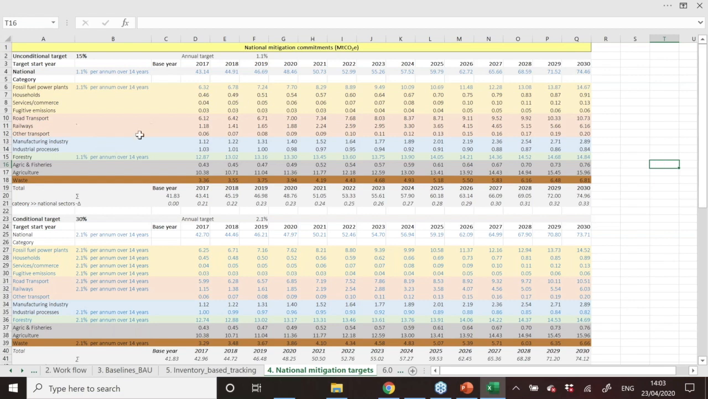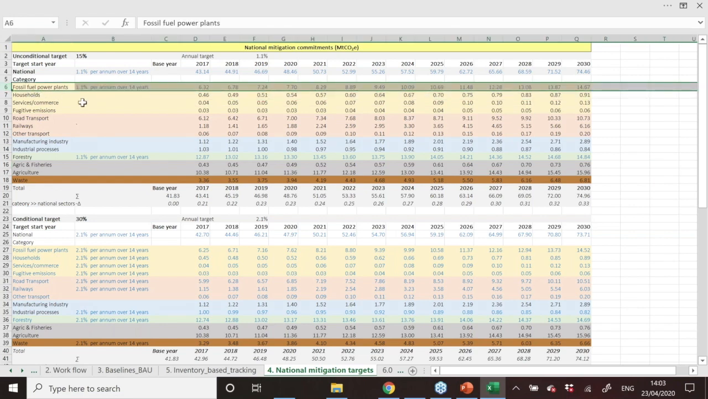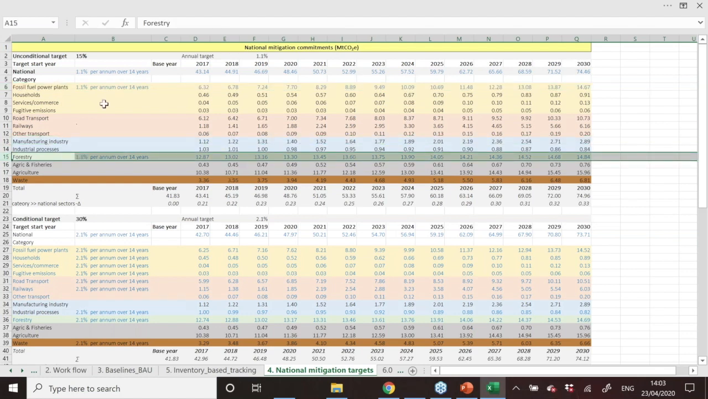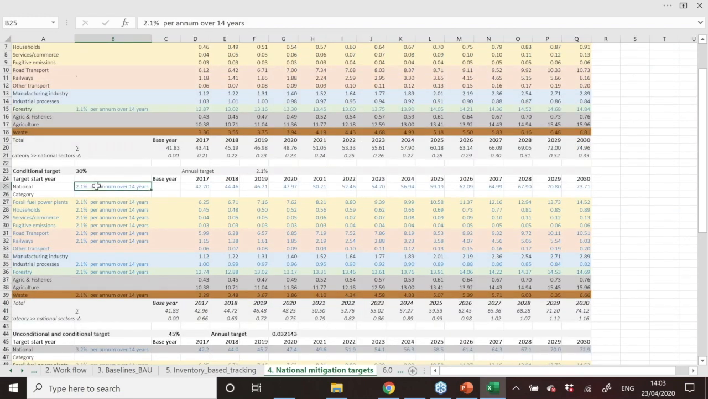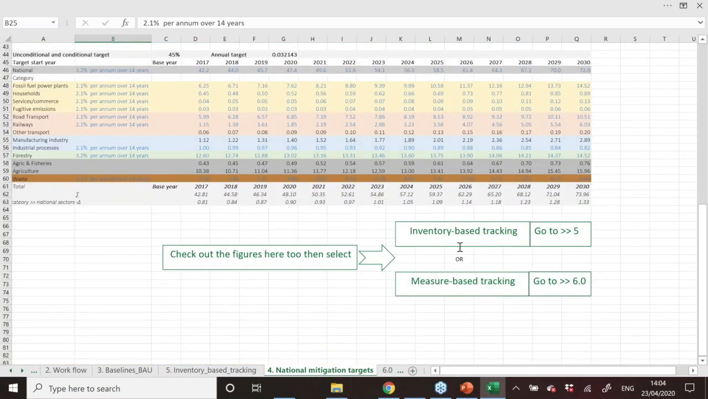In this sense, we have two unconditional targets, one in the fossil fuel power plants and one in forestry. Once we have a total target of 15%, we simply annualized the target and had 1.1% per annum over the 14 years, and we applied the annualized targets to the respective categories where we have the unconditional targets. Those ones are in blue. And then the conditional target is 30%, and when you annualize it, you get 2.1% per annum for 14 years, and we applied it to all the categories that we had the conditional measures.